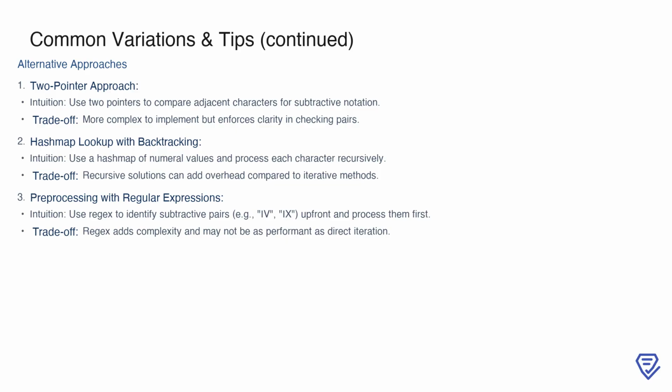Lastly, you might consider pre-processing the string with regular expressions to identify subtractive pairs like IV or IX upfront. This can simplify downstream processing but comes with its own trade-offs, as regex patterns could add unnecessary complexity and may not be as efficient as direct iteration. Each of these approaches has its strengths and weaknesses, so understanding their trade-offs will help you choose the best fit for your specific needs or constraints.